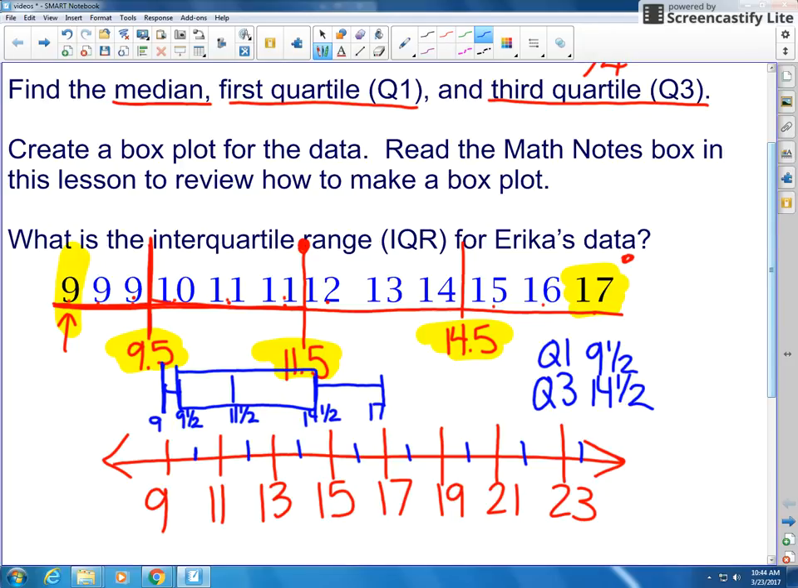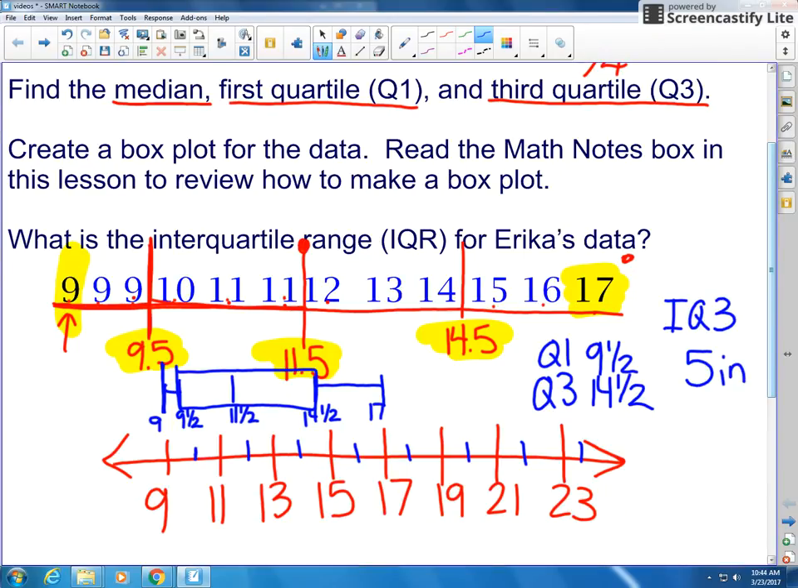The quartile range just tells you how far are those apart. So I'm going to find the difference of those two numbers. So my quartile range, my interquartile range is a range of 5. But remember, this was measured in inches, so I want to label that as 5 inches.